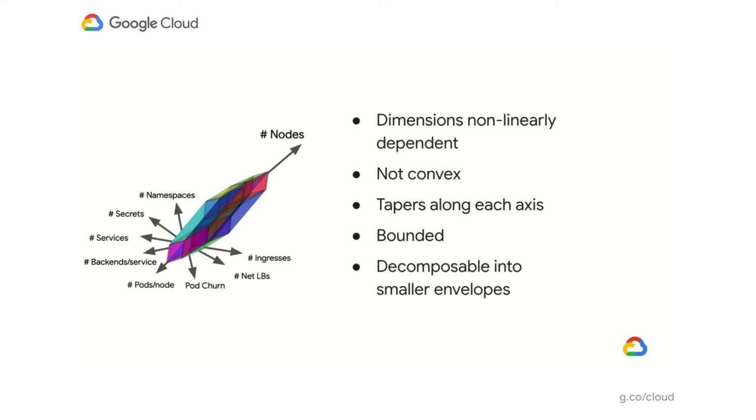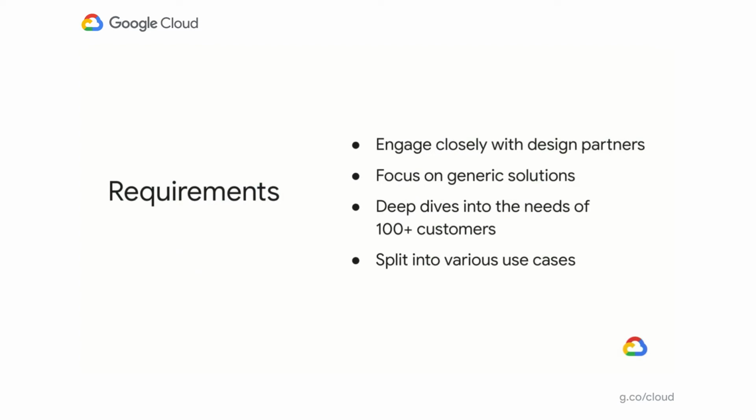So being equipped with this framework of describing requirements, we documented the needs of Twitter. We also engaged a few other design partners, and we worked with a broader group of customers and users who we know could benefit from operating at larger scale than currently supported on Kubernetes.